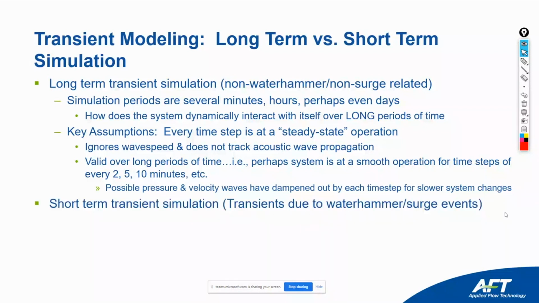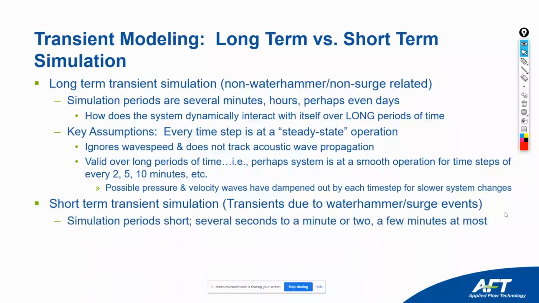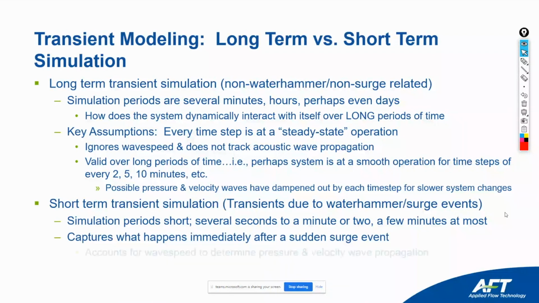The short-term transient simulation would be a water hammer or surge type analysis. The simulation periods are going to be much shorter, several seconds to a minute. Maybe you want to capture what happens a few minutes after your transient event happens, the sudden upset in your system. So this is going to capture what happens immediately after a surge event, and it will account for the proper wave speed in order to determine how the pressure and velocity waves propagate throughout the system.